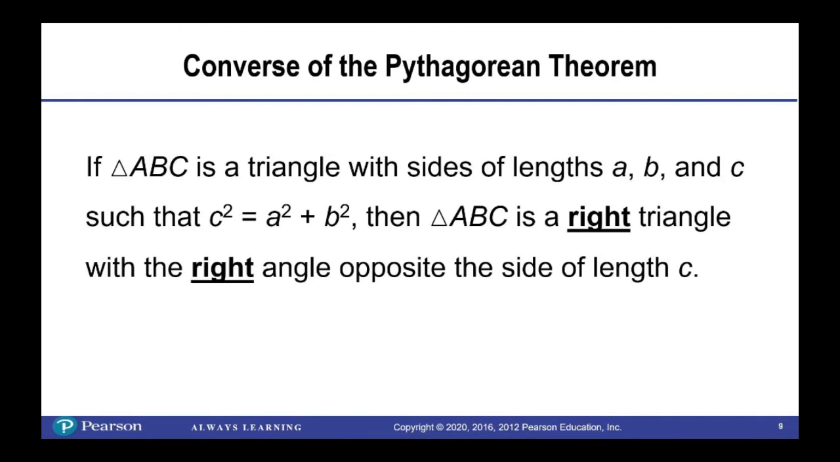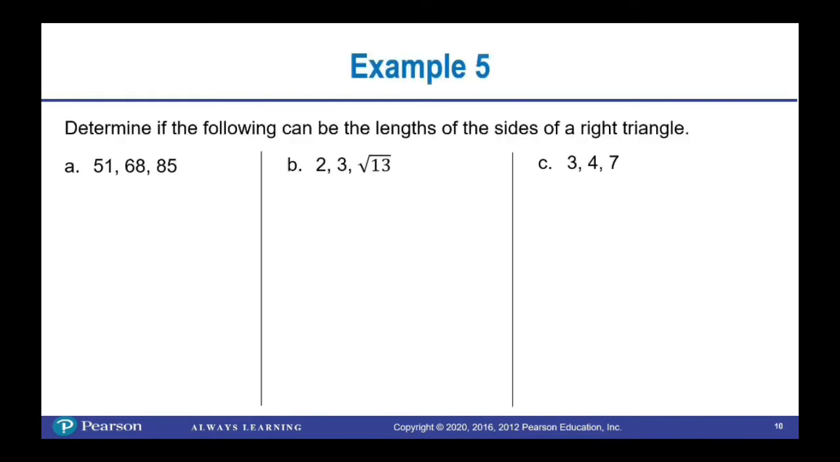Now, look at the converse of the Pythagorean Theorem. The converse of the Pythagorean Theorem says that if A squared plus B squared equals C squared, then our triangle is a right triangle. Here's how that works. We want to know if each of the following can be the lengths of the sides of a right triangle. Well, if we have a right triangle, C is always going to be the longest side. So in part A, C would be 85. And that means that 51 and 68 are A and B.